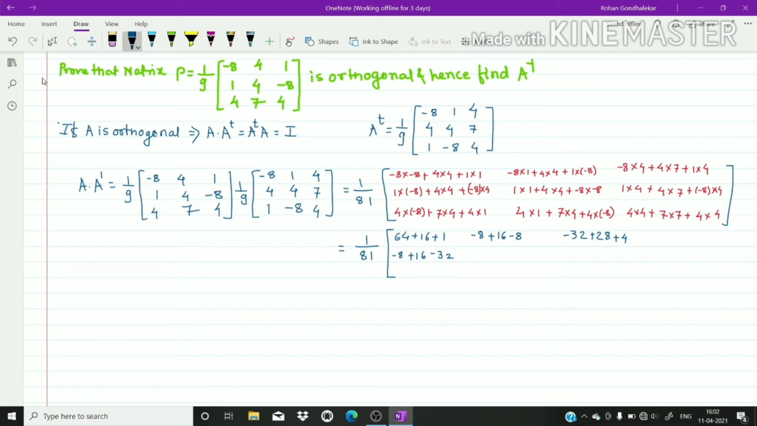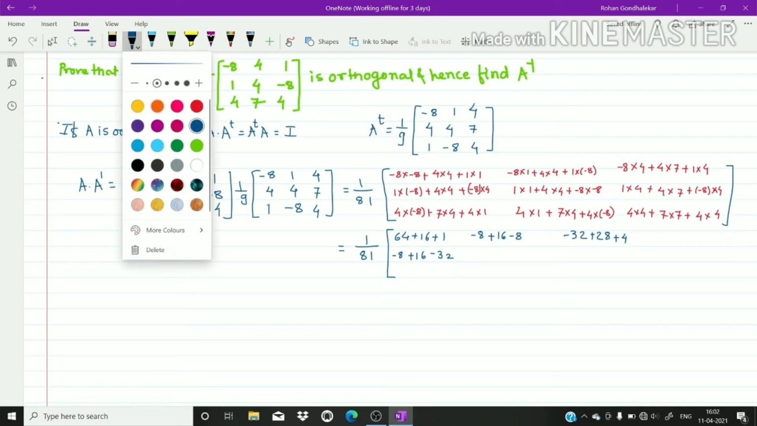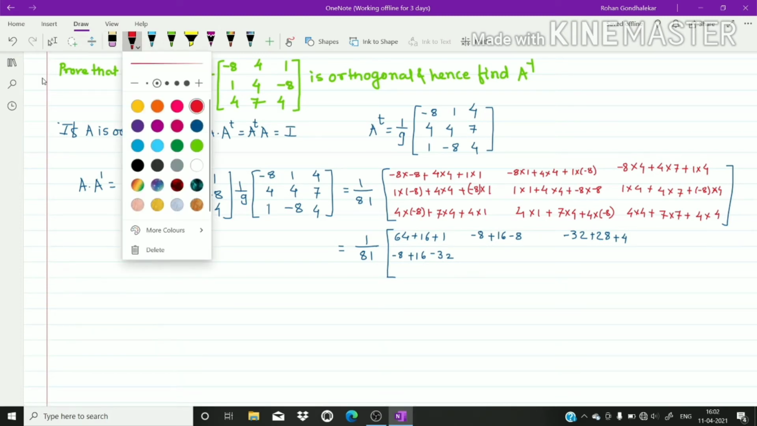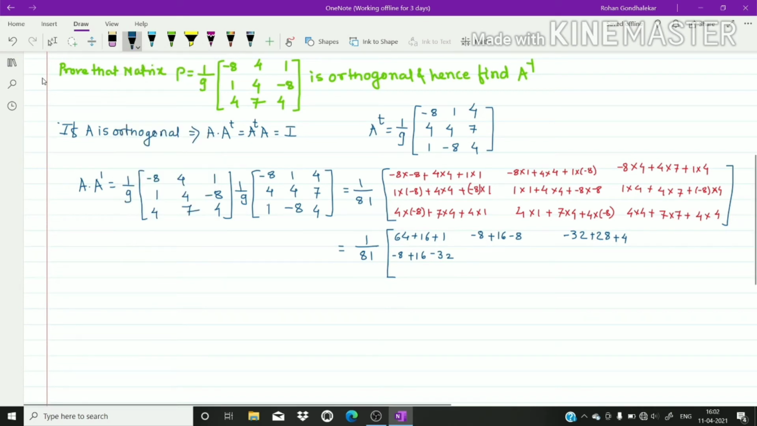Sorry, here we missed one value. I just rewrite them. Here it is 1. See, 1 into minus 8, 4 into 4, minus 8 into 1. Correct. So hence this value also changes to minus 8.